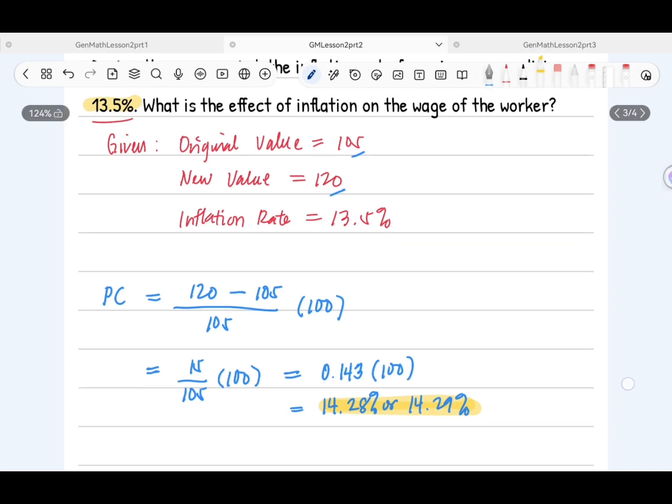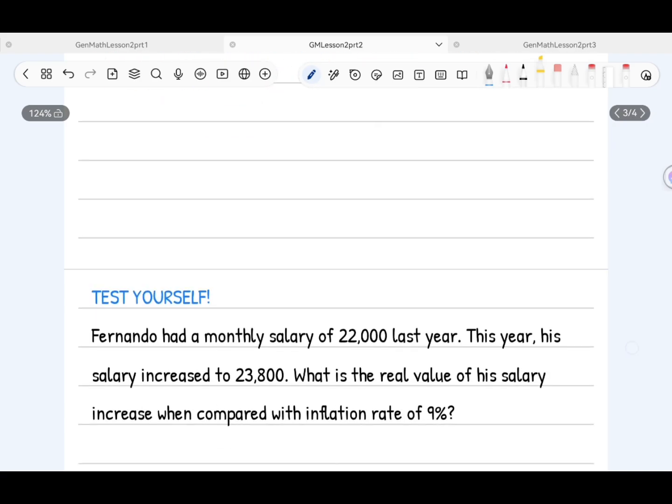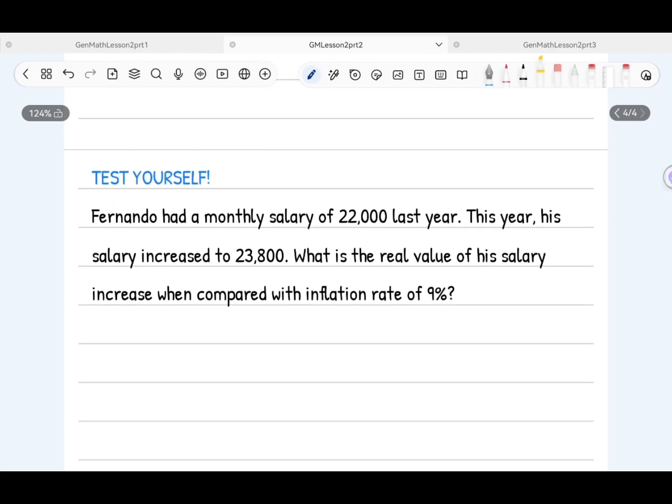So, next tayo. Next, we have here, okay, so you're going to test yourself if this video helps you on how to calculate the percentage change. So we have one problem here.